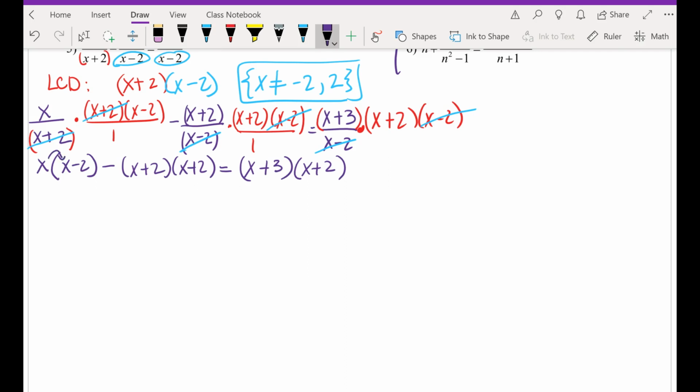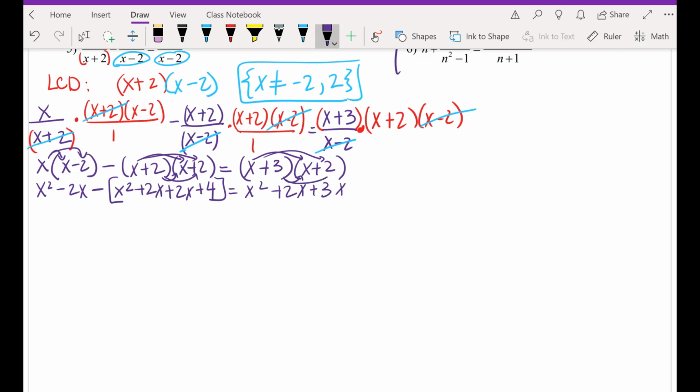Ready? X times x is x squared. X times minus 2 is minus 2x. I'm going to write a minus down first and distribute that correctly and slowly. X times x is x squared. X times 2 is positive 2x. In the middle, another 2x, and 2 times 2 is positive 4. Then over here, x times x is x squared, x times 2 is now 2x. In the middle, 3x, and the last two terms, 3 times 2 is positive 6.